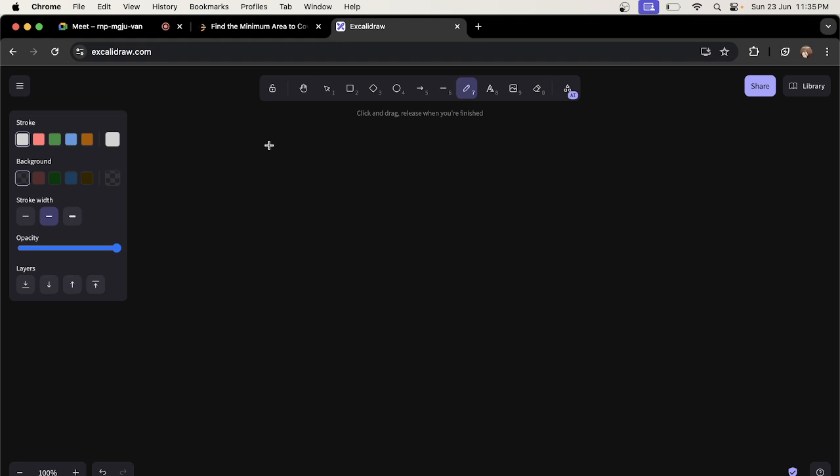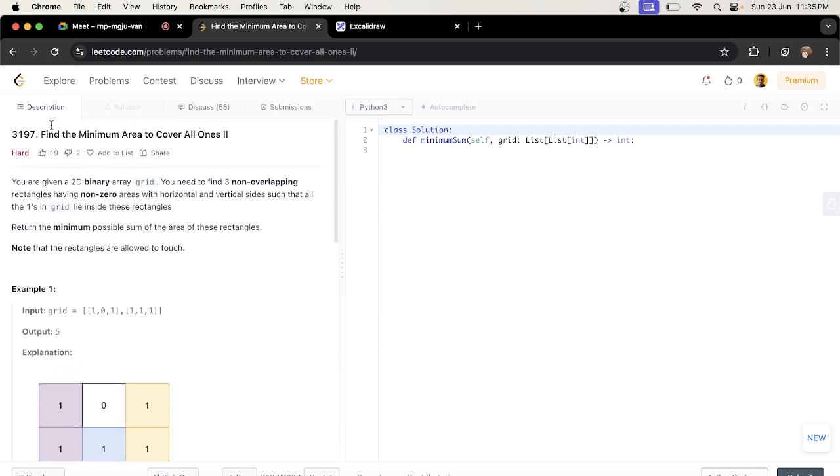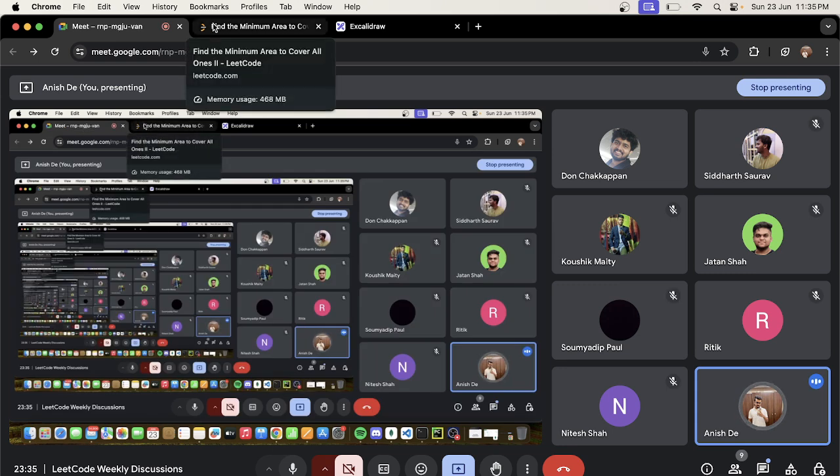So we saw that if we need to cover all the ones, before that I will read the question. In the second question, they told that you will have to make one rectangle to cover all the ones. Here they are telling that you have to make 3 rectangles to cover all the ones, and the sum of the 3 rectangles should be minimum. Okay. Clear? Everyone?